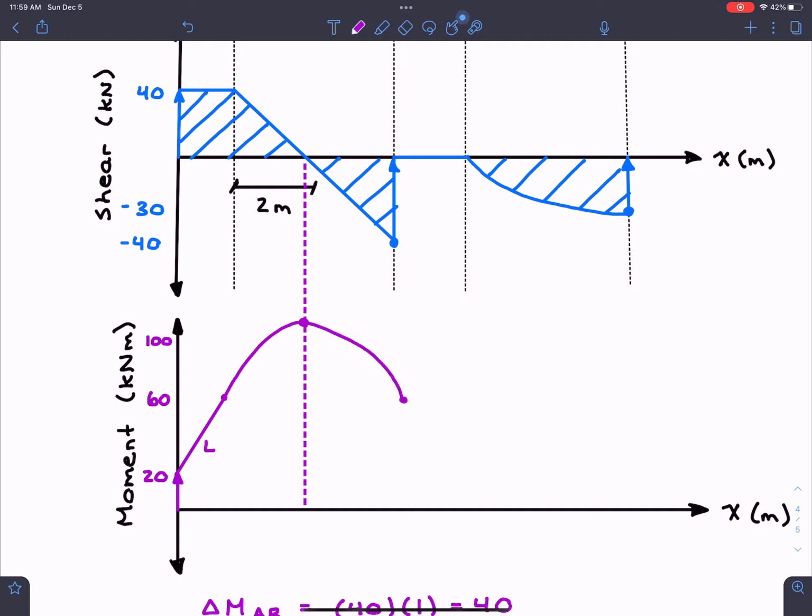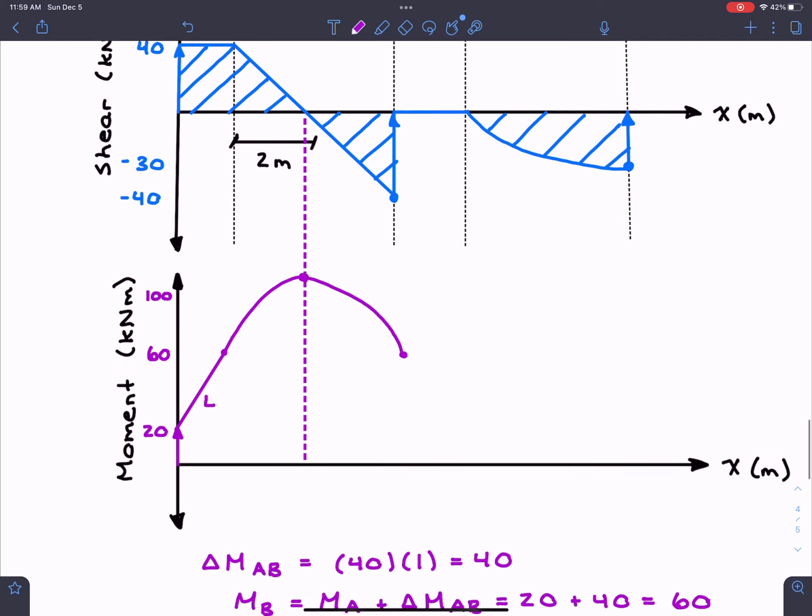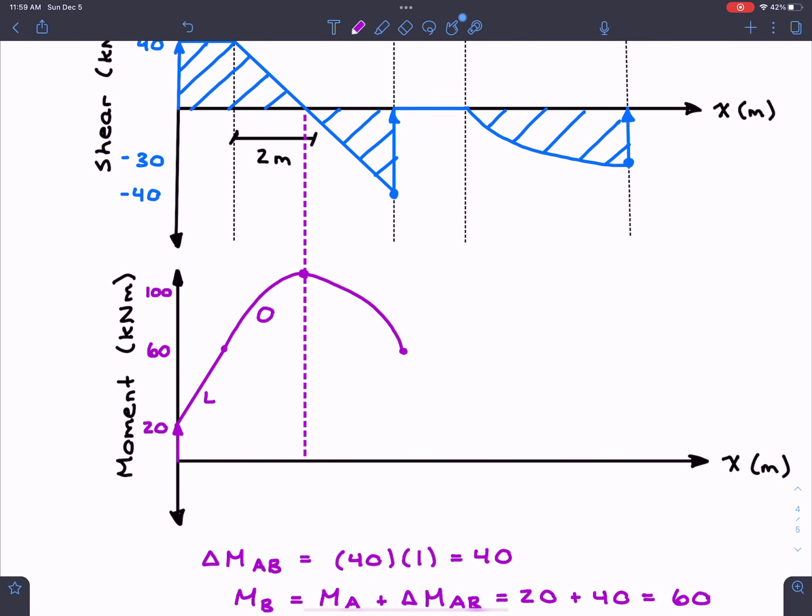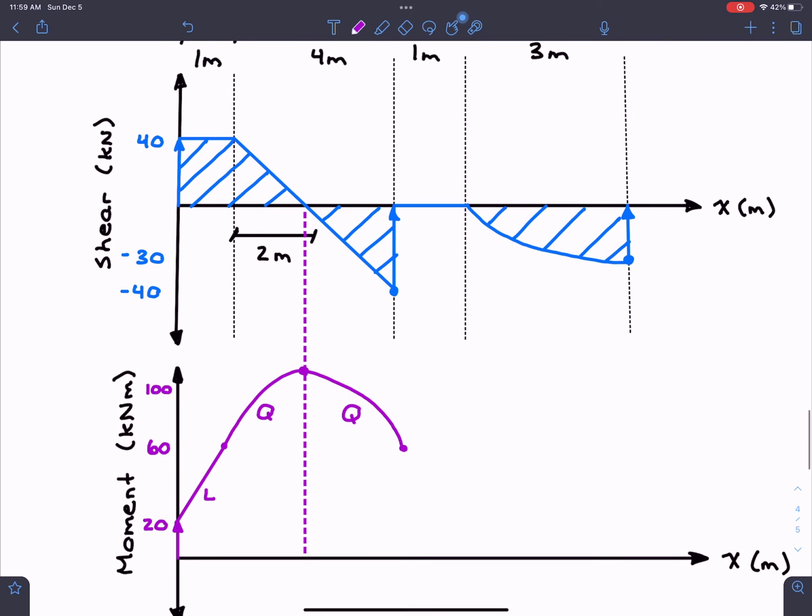Again, I'm not an artist, neither are you guys, and we don't expect you to be. So this would actually be considered good enough. The thing that you would want to do is just put a Q for quadratic, just so that the marker knows what exactly you're trying to draw, because again, we're not really artists.